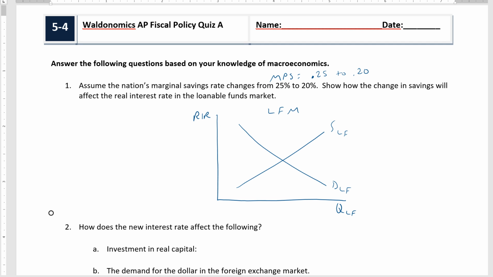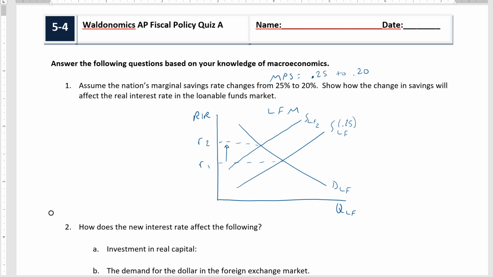All right, so this first supply curve, that is when the marginal savings rate is 0.25. So if it drops from 0.25 to 0.20, that means there's going to be less savings. So we would shift the supply curve to the left. Now, how did that affect the real interest rate? We went from R1 to R2, so the real interest rate has increased. And so that is the answer to number 1.